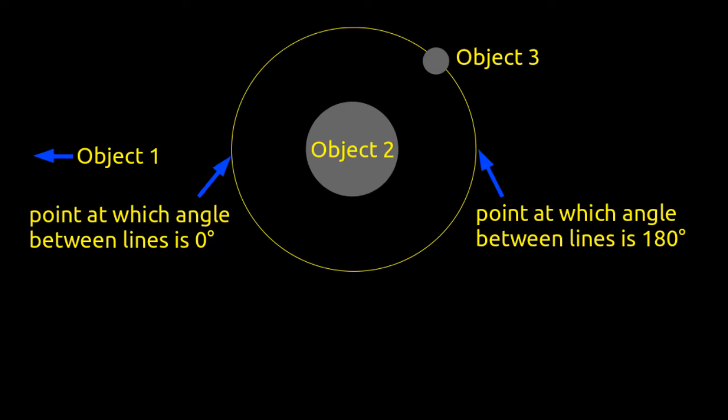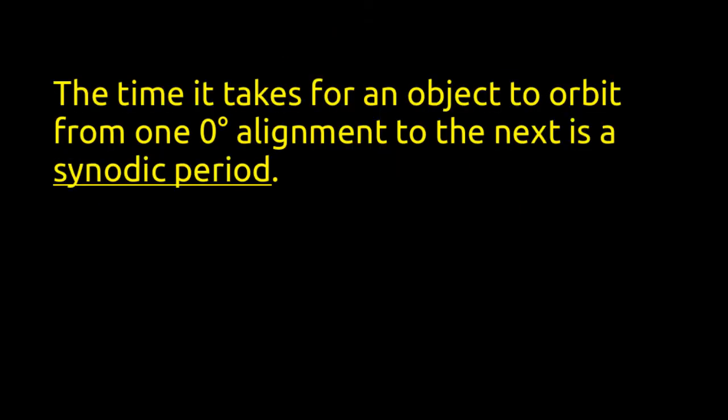What is also possible when object 3 orbits object 2, which in turn orbits object 1, is to define a complete orbit in terms of the angle between the line connecting objects 1 and 2 and the line connecting objects 2 and 3, or more precisely, the angle between the former and the projection of the latter onto the plane of the former. The time it takes for one instance of this angle being 0 degrees to the next instance is object 3's synodic period.